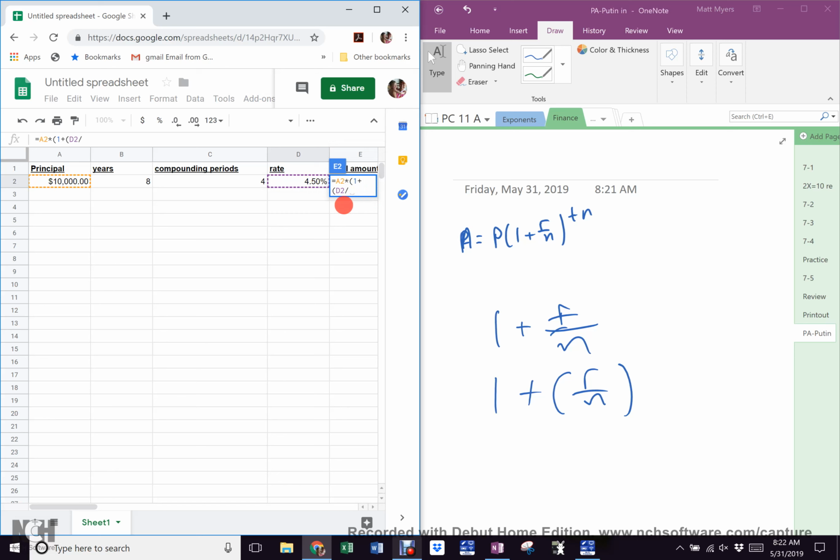Divided by what? Where's our N? C2. And then I'm going to close the brackets. Now that closes the R over N brackets. Now what must I do? I need to close the brackets again to close it around 1 plus R over N. Now, I need an exponent button. Do I need to make this bigger for people?